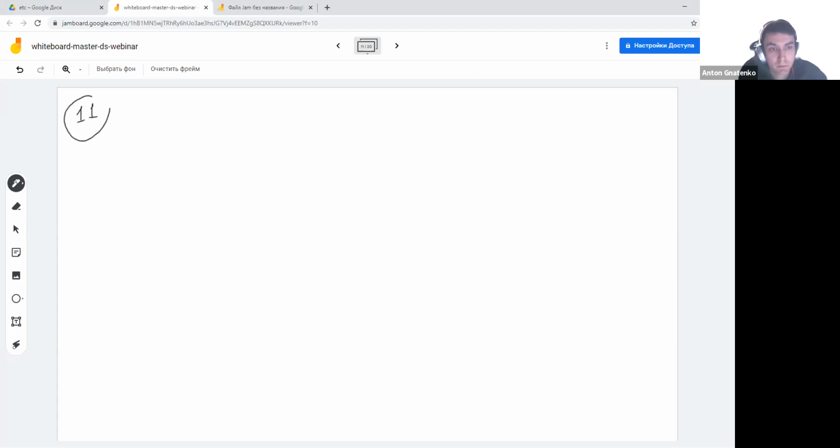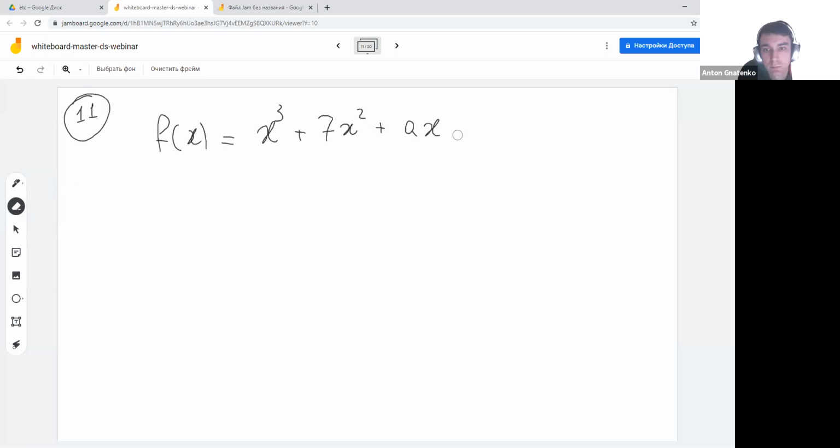Problem number 11. Consider a function, which is a polynomial of degree 3, x cubed plus 7x squared plus some ax minus 4.